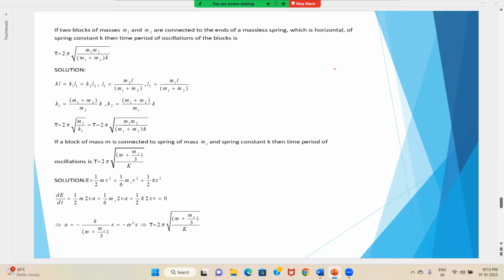In the last lecture we discussed problems based on springs. Now we are going to solve some more problems on springs. Let us see our first problem.